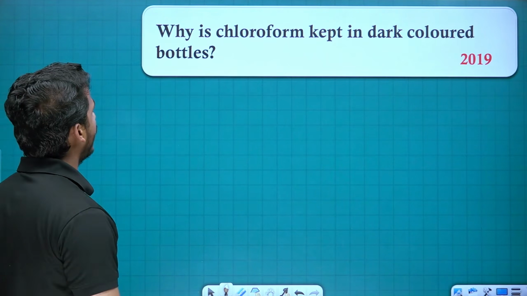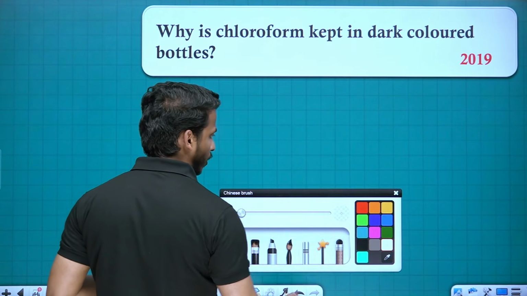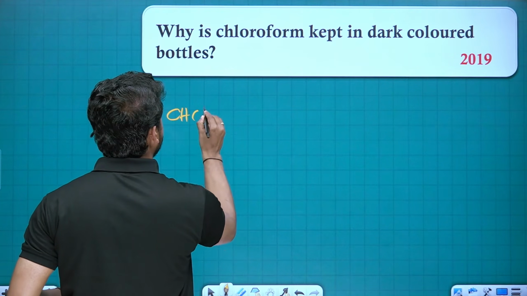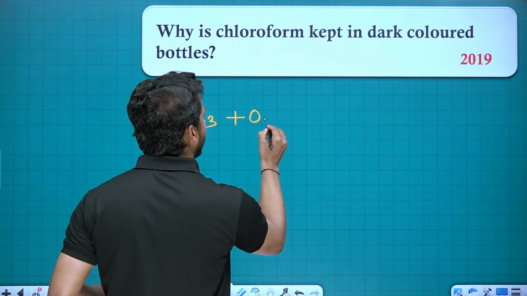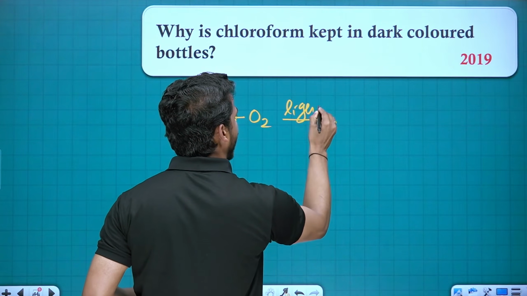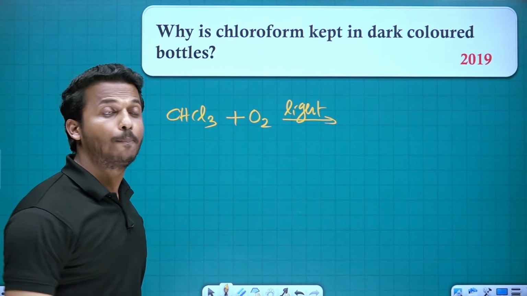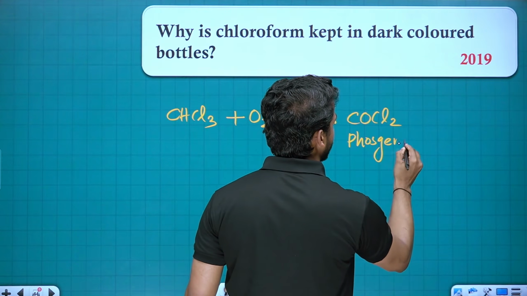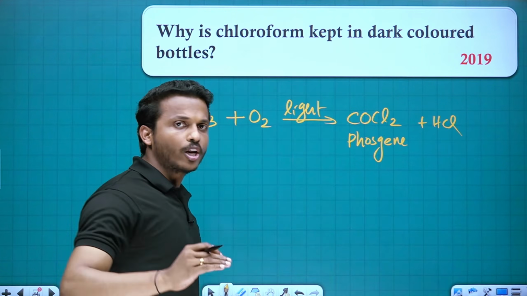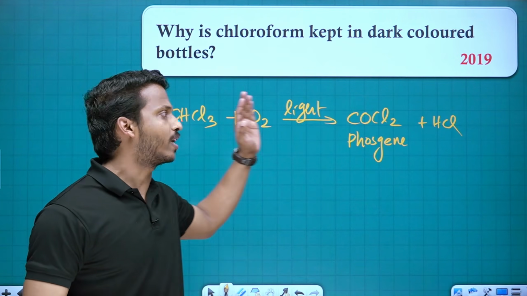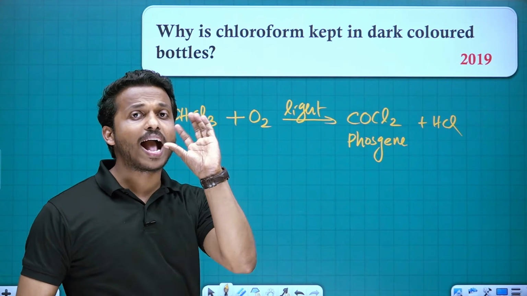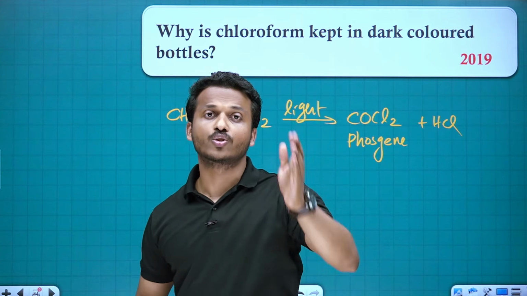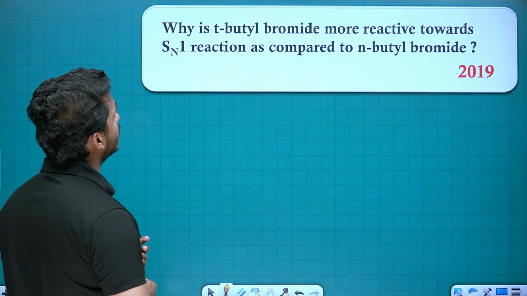Hope you're clear. Next one: why is chloroform kept in a dark colored bottle? Yes, one of the important questions. Many times we discussed it in class. What is chloroform? CHCl3. Chloroform is highly reactive toward oxygen in the presence of light. It converts to a poisonous gas called phosgene, COCl2, along with HCl. In order to prevent formation of the poisonous gas, we keep chloroform in a wax lined, dark bottle, because chloroform is highly reactive towards oxygen and light. Next one, why is tert-butyl bromide?